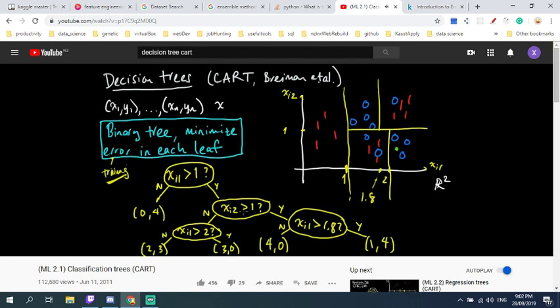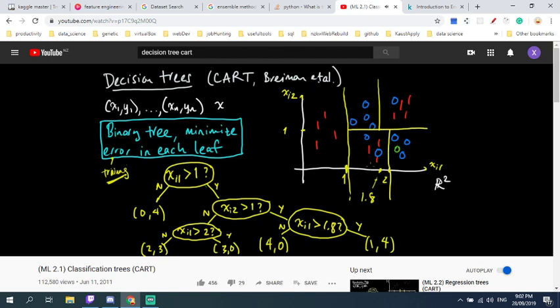Now, is xi2 greater than 1? And no, it's not, right? So we go down here. Now we're at this node, and we say, is xi1 greater than 2? And yes, it is. So we're down here, and we classify this according to the majority vote, which says make it a 0. So that would be classified as a 0.